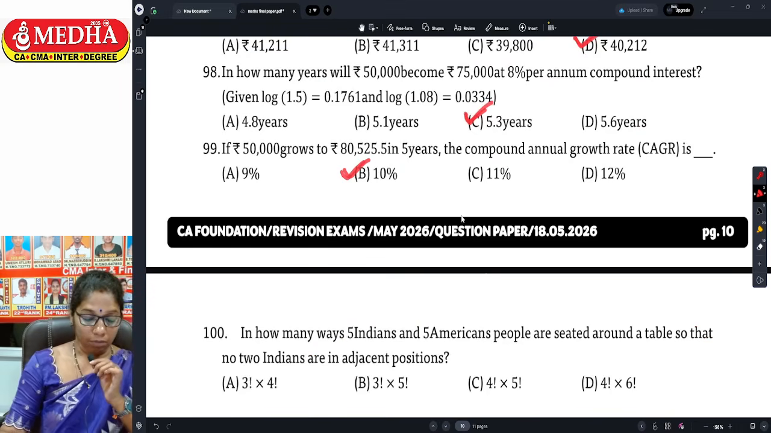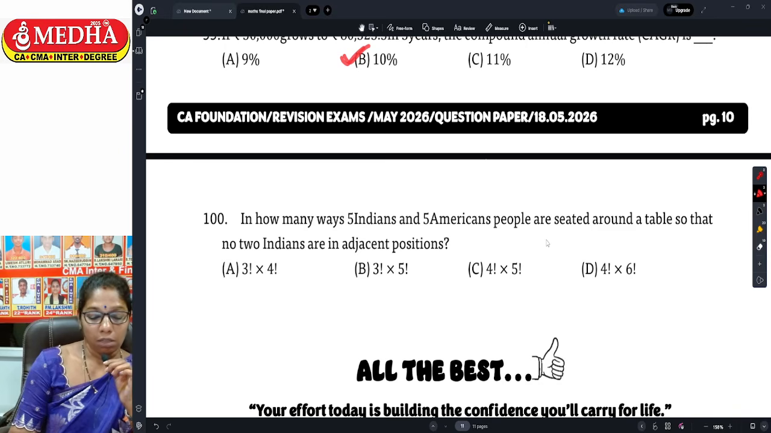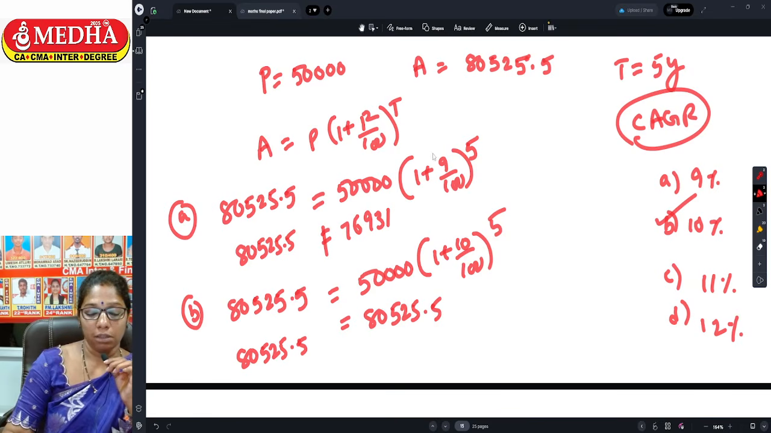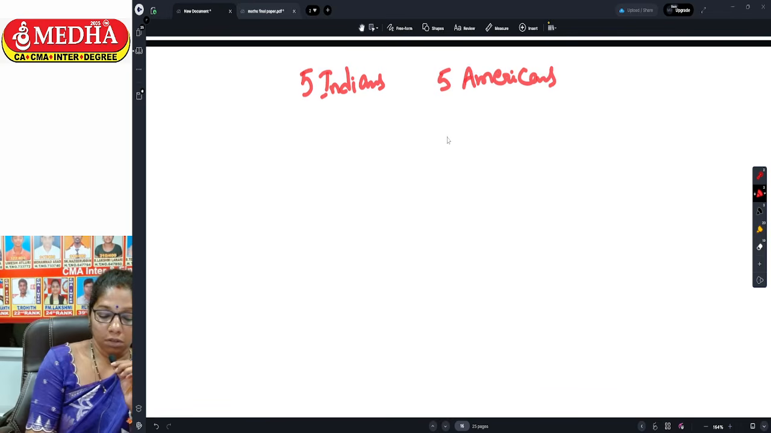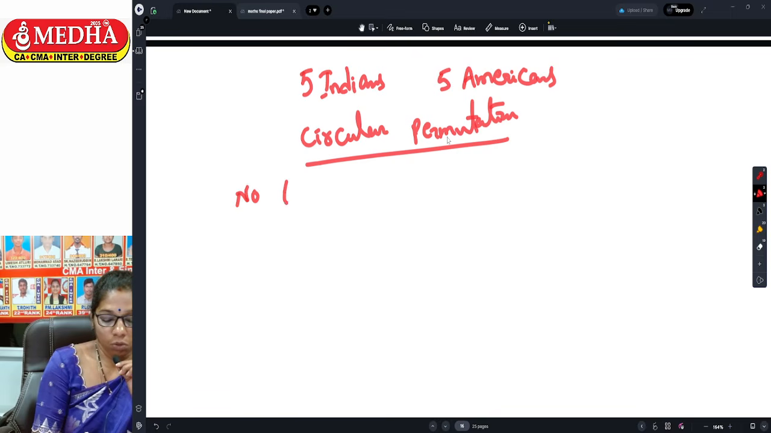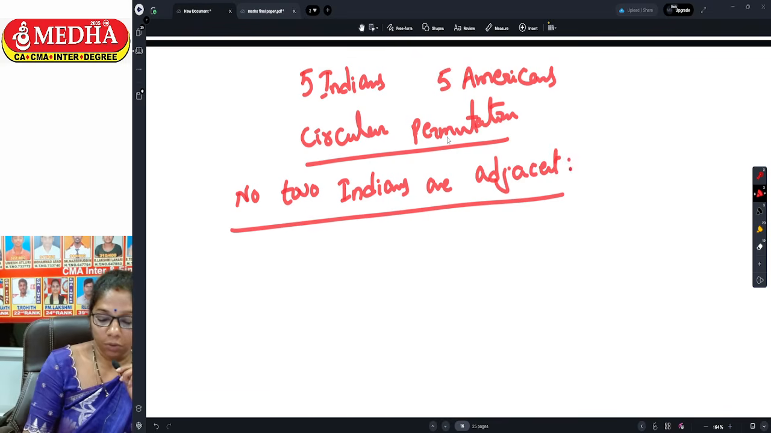Next, in how many ways can 5 Indians and 5 Americans be seated around a round table so that no two Indians are in adjacent positions? 5 Indians and 5 Americans are there, and they said no two Indians should sit next to each other. This is a circular arrangement. So circular arrangement, 5 Indians, 5 Americans, circular permutation, no two Indians are adjacent.